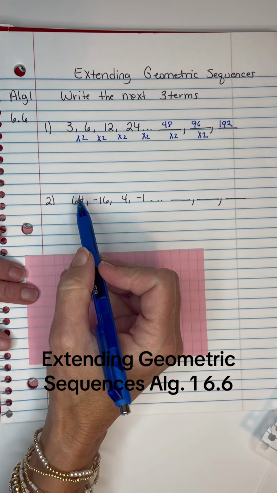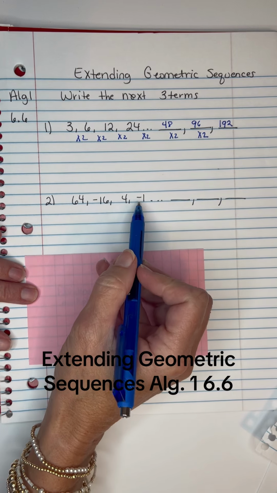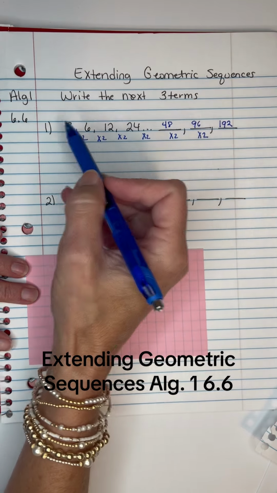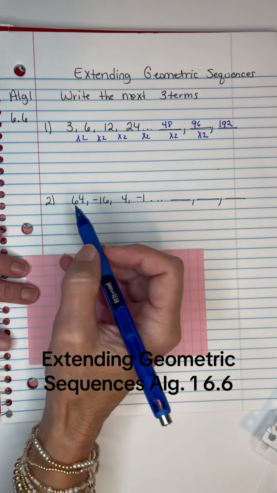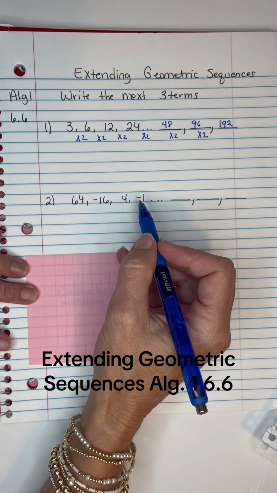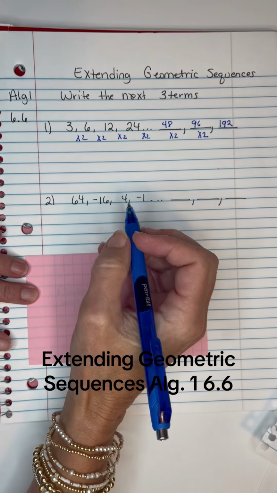Now I'm going from 64 to 16 to 4 to 1, and every other one of them is negative. So where I went up here, that would indicate multiplying. When they get smaller, I'm dividing. But they don't really like for us to say dividing. They'd rather us say multiplying by a fraction.